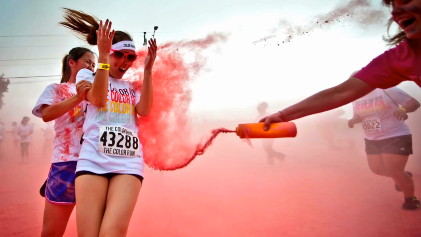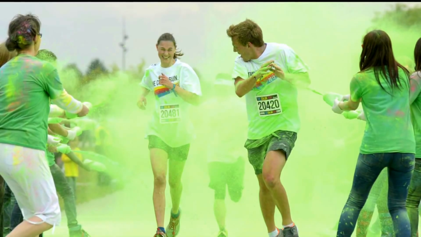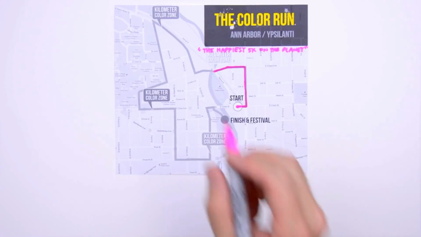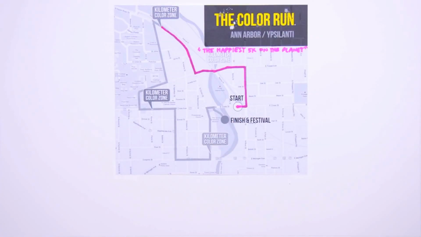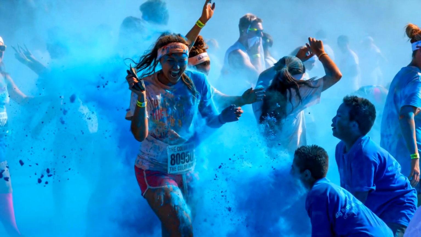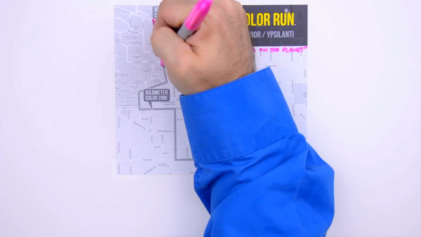Now, typically people dislike getting stuff thrown in their faces, but at the Color Run, it's literally a rite of passage. Next, the runners turn north for a few blocks, hit the second so-called kilometer color zone, where another monochromatic dousing ensues, before turning south and jogging along my alma mater, Eastern Michigan University.